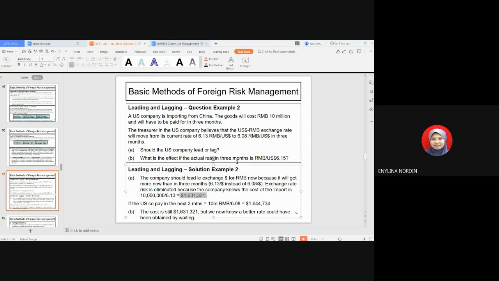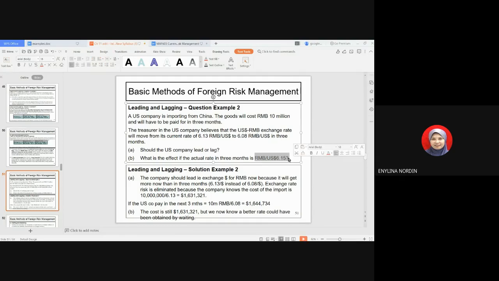What happens if the prediction is not right? That means the actual exchange rate of RMB per dollar is 6.15 RMB per dollar instead of 6.08 RMB. So this is the predicted currency of RMB, and this is the actual. In other words, the prediction is not correct.